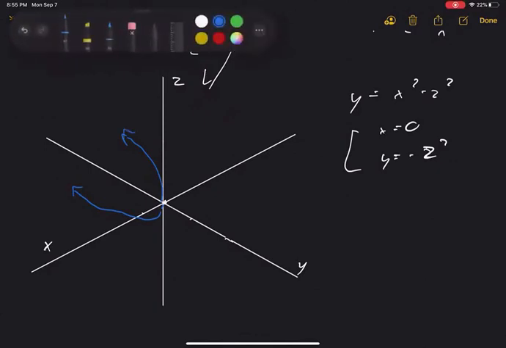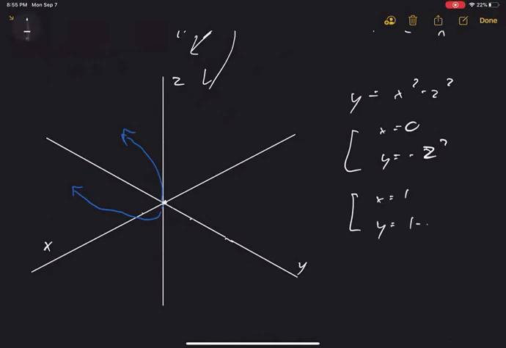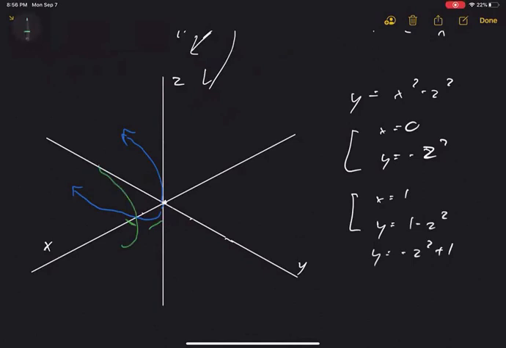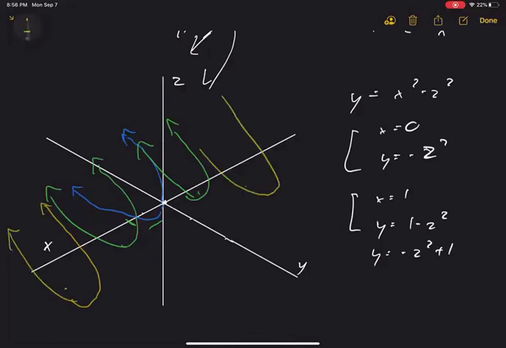And then if I did x equals 1, I ended up with y equals 1 minus z squared. So y equals -z squared plus 1. That would be the flipped parabola that's been shifted up by 1. So when I move this way, when I'm at x equals 1, something like this. Same thing when x equals -1. Then when x equals 2, it's shifted up by 4. So I have these parabolas.